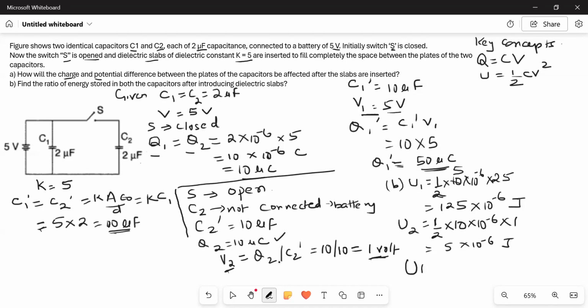The ratio U1 by U2 will be 125 by 5, 10 to the power minus 6 cancels, or it will be 25 is to 1. So this is the answer to the second subpart. Hope the question is clear to you.